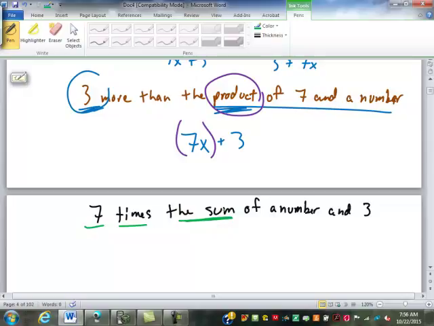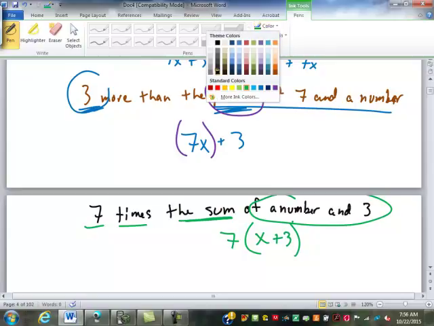The sum is the result of an addition problem. So this one is implying the addition problem here, of course, is what? X plus 3. It's implying that that addition problem is done first. Then we're multiplying by 7, like that. So there we have to have the parentheses in there because order of operations would tell us to multiply unless the parentheses are there. So the parentheses tell us you got to add first, then you can multiply.